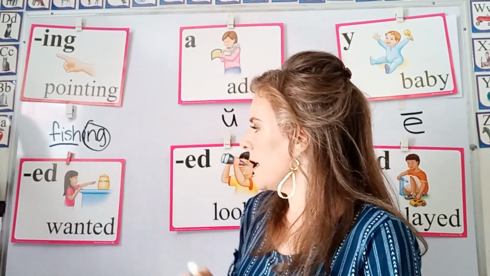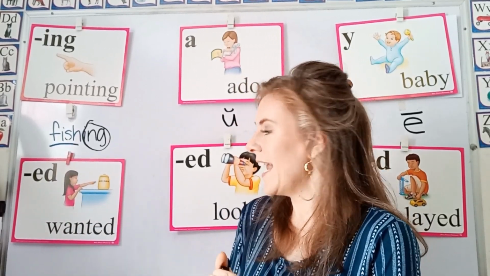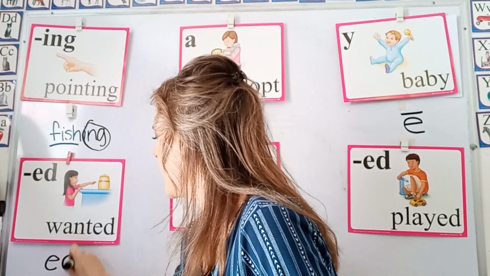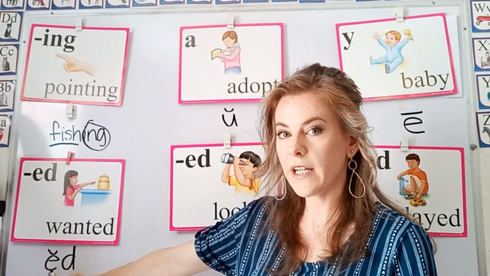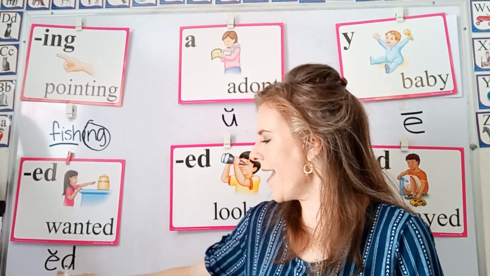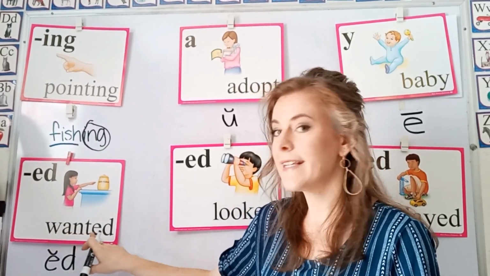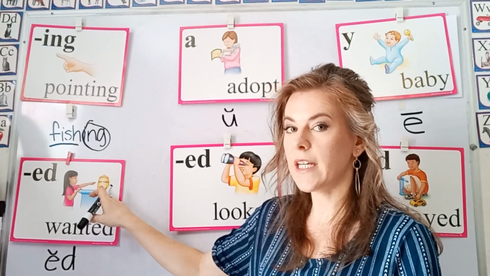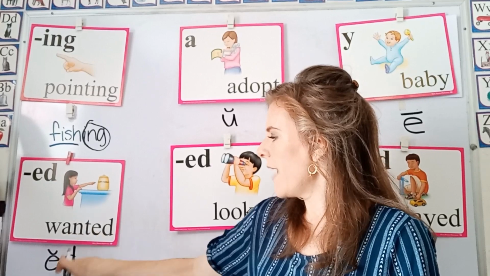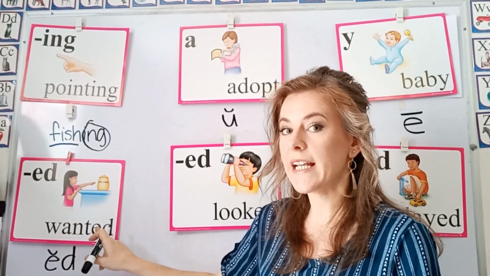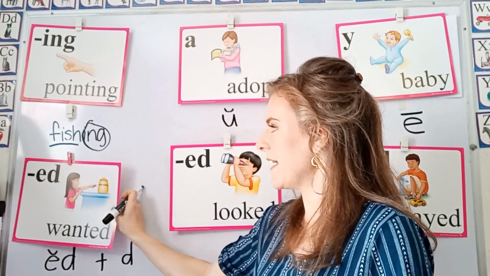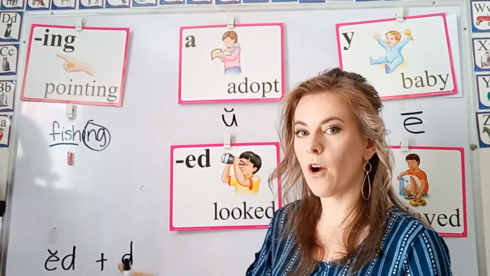With this special sound, it usually makes the short E and D sound, ed. I wanted a cookie. Want, ed, wanted. And with this special sound, it usually comes after a T or a D. After a T or a D.